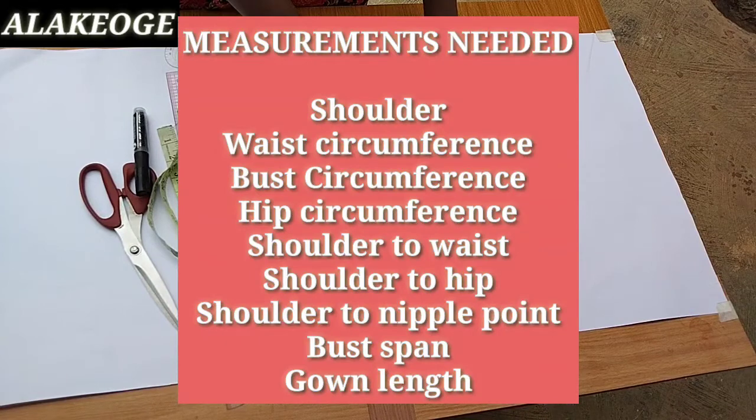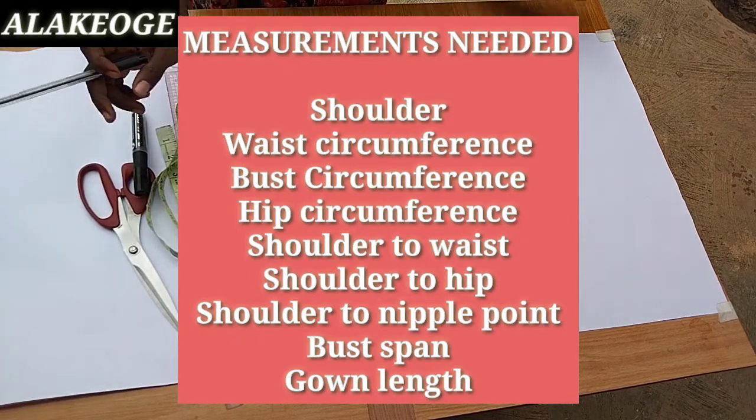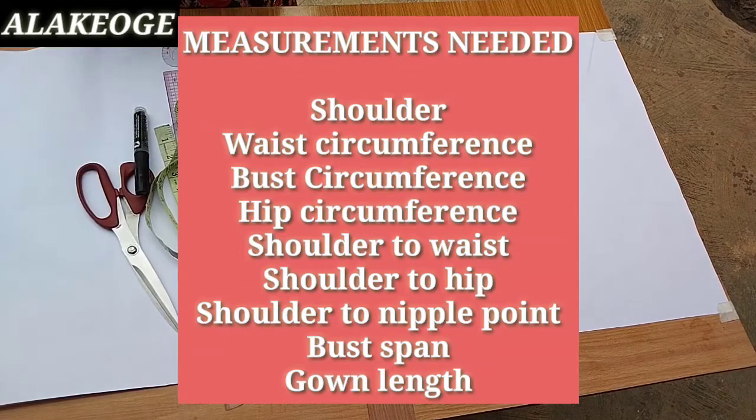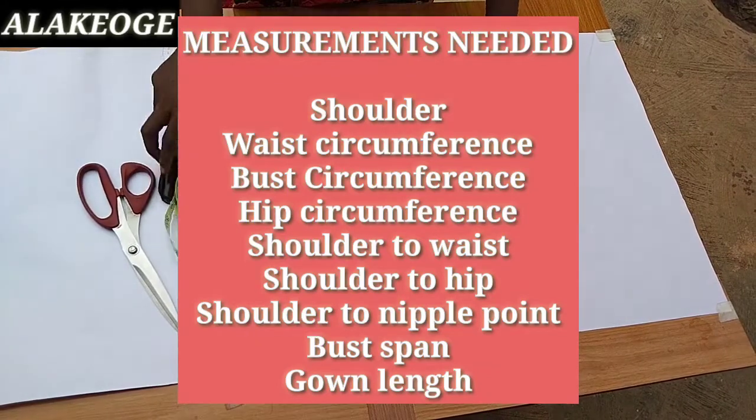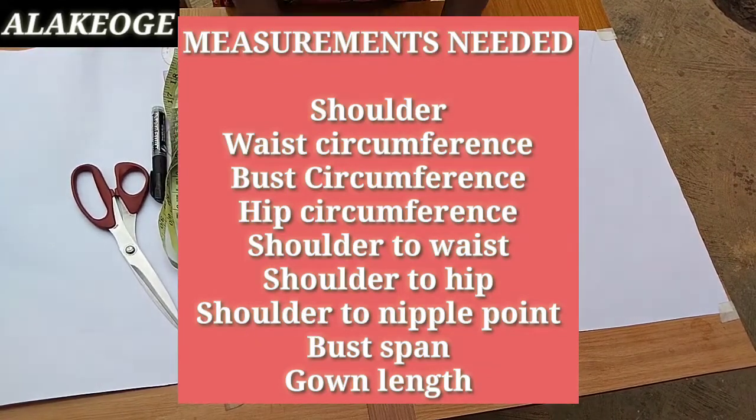So today's tutorial is on how to draft a dartless basic gown, and for that you need your shoulder measurement, your waist circumference, butt circumference, your hip circumference, your shoulder to the waist, the shoulder to the nipple, your bust span, and also the gown length.